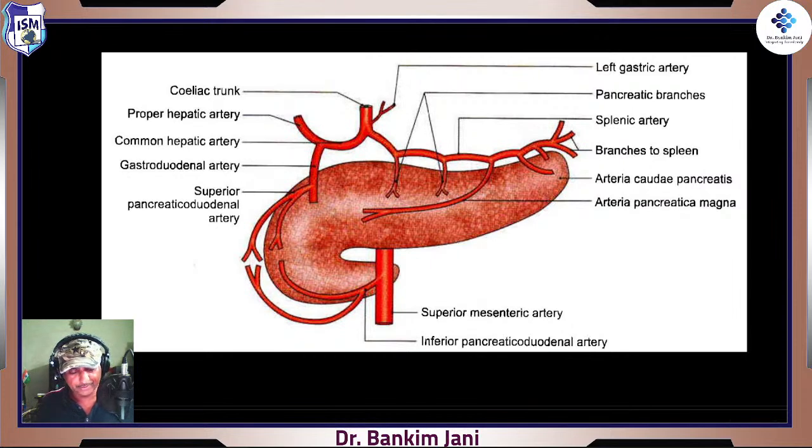Celiac trunk, then hepatic artery, common hepatic, then there is left gastric, then this is splenic, and these are the branches to splenic, and then there is the pancreatic branch. This is for the tail, this is for the body, and here comes the superior PD, and this one is inferior PD. Inferior is a branch of SMA, superior mesenteric artery. This is a branch of gastroduodenal. All done, good, happy.